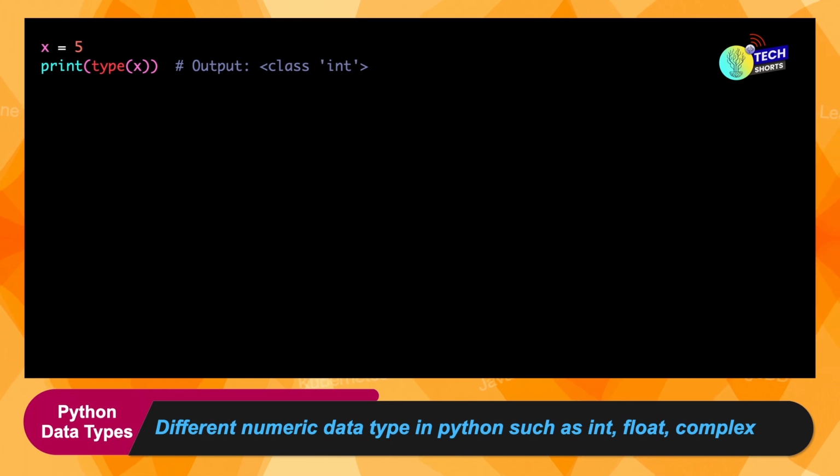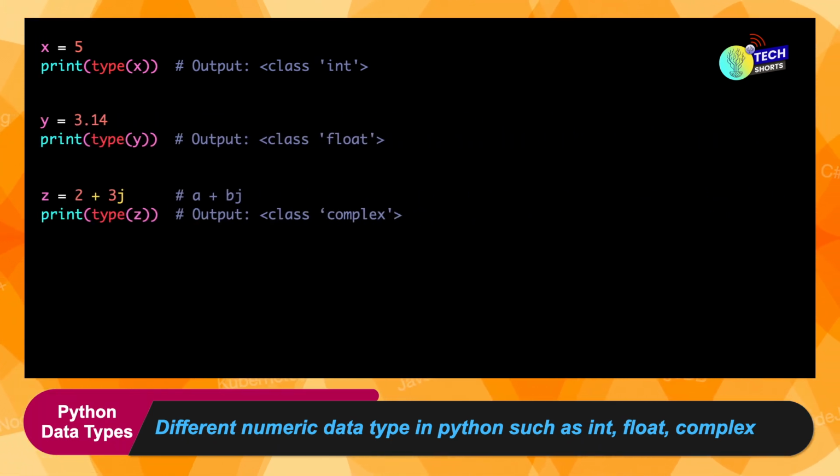There are different numeric data types in Python such as int, float, complex. Int is used to represent integer values, positive or negative. Float is used to represent decimal or floating point values. Complex is used to represent complex numbers in the form of a plus bj, where a and b are floating point numbers.